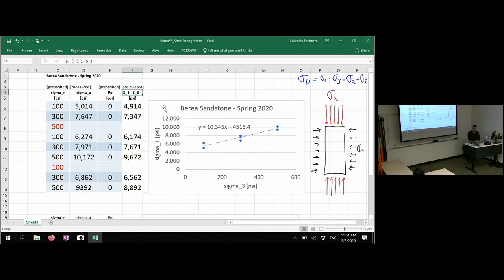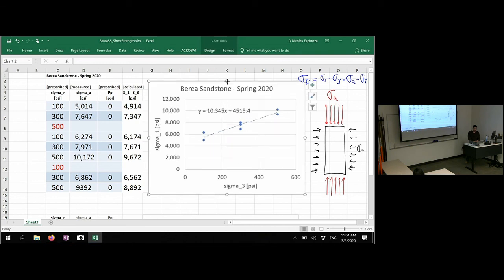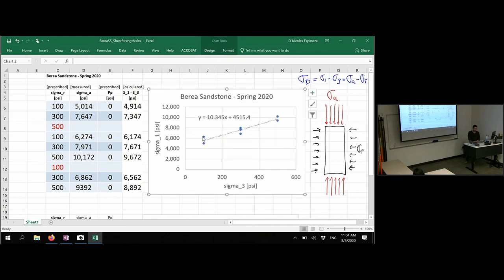So the only thing I did here was just to plot the maximum stress, sigma 1, which is in this case column D in the y-axis, and on the x-axis sigma 3, which is the radial stress. And these are all the tests that you did in the laboratory. 100 psi, 300 psi, and 500 psi. And you see that the data is more or less, I would say it's pretty good. Considering the variability of the rock, the values are quite repeatable.